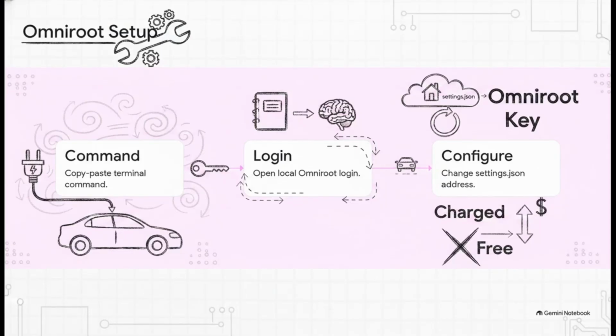So how do we actually plug this universal adapter into our car body? It all comes down to editing one simple file on your computer called settings.json. Think of this file like a phone book. Right now, when your coding interface needs an answer, it looks up Anthropic's corporate address in that phone book, and bam, that's the exact moment you get charged. But by simply changing that address to your new Omniroot key, you seamlessly reroute the interface straight to your free local setup. The brain changes completely, but the body? It doesn't move an inch.